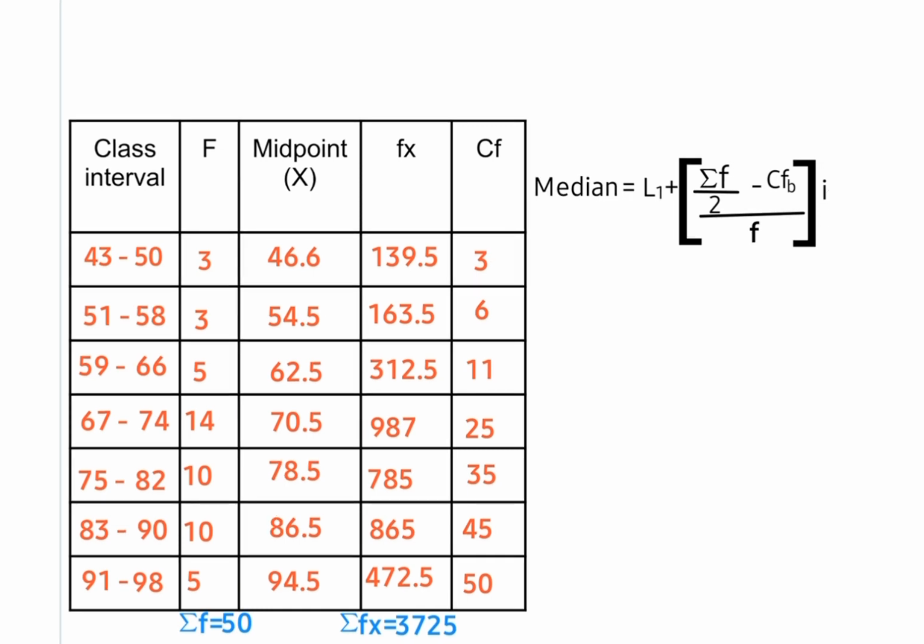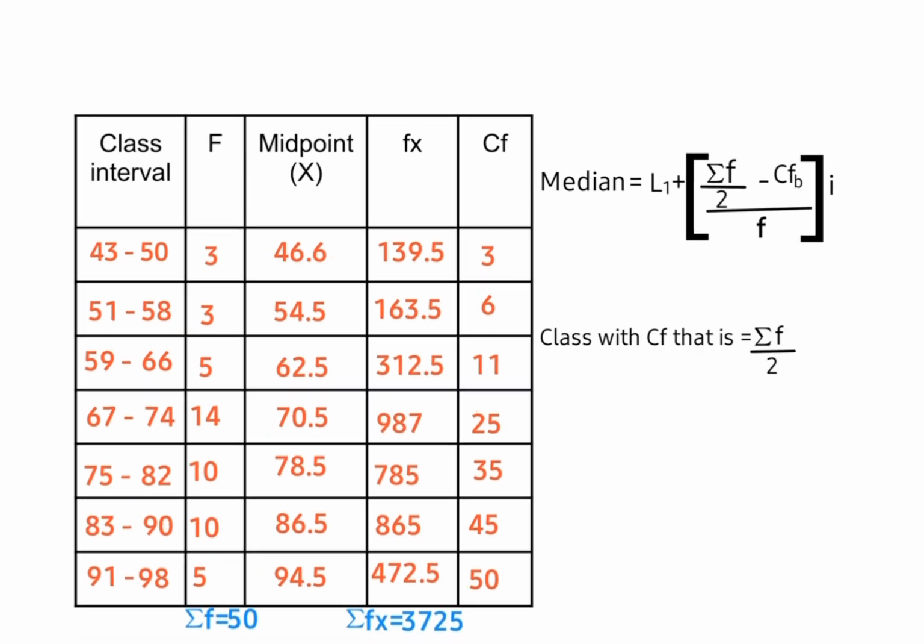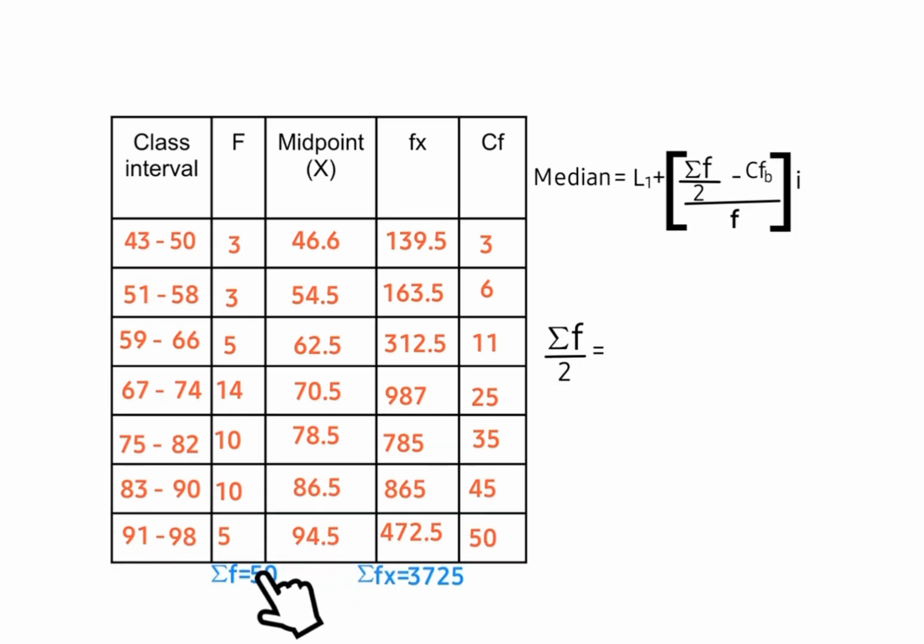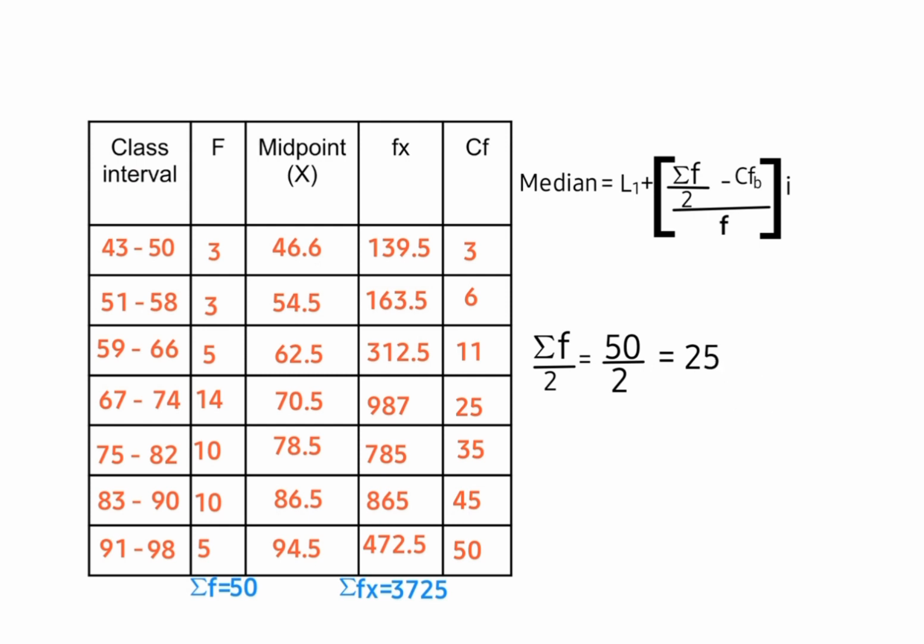The first thing to do here is to identify the median class. The median class is that class with cumulative frequency that is equal to summation f over 2, or we could say the class with cumulative frequency equal to half of the total frequency. Let's derive the value for summation f over 2. The value of summation f we got is 50, divided by 2 gives 25. So the median class will be that class with cumulative frequency that is equal to 25. Trace our cumulative frequency column, locate 25. So this is our median class.